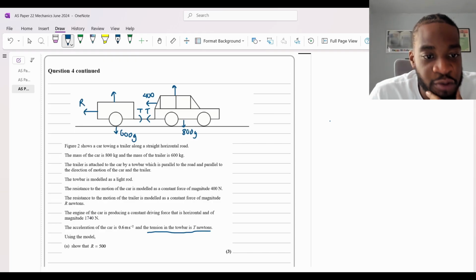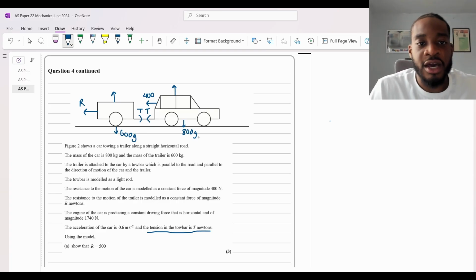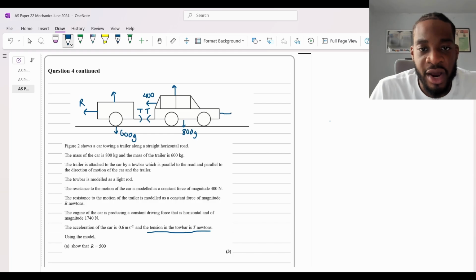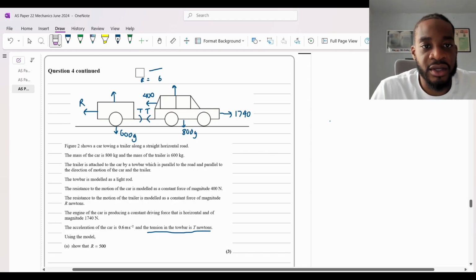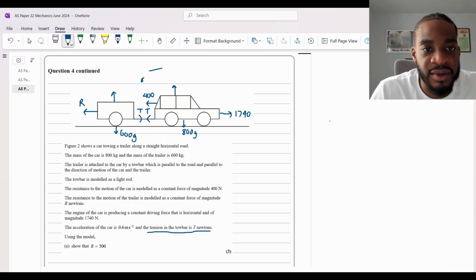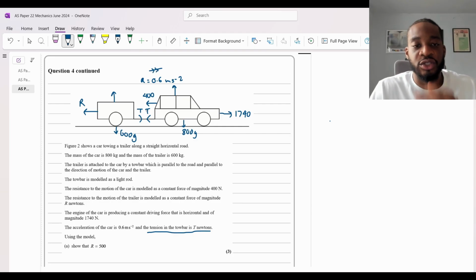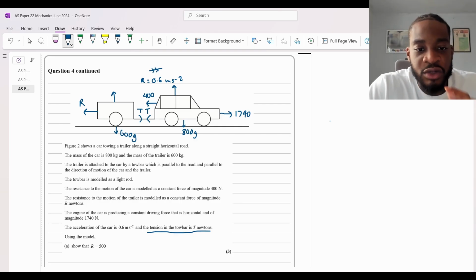And then the engine of the car is producing a constant driving force that is horizontal and of magnitude 1740. So the driving force is going to be going to the right, and this is going to be 1740. And the acceleration of the car, which I'll call a, is equal to 0.6. I'll just do arrows like this. Whoops, that was an accident. It's not letting me rub it out, so I'll just do it like this. 0.6 meters per second squared, and then the two arrows to indicate the acceleration going that way. Okay, now our force diagram is done.